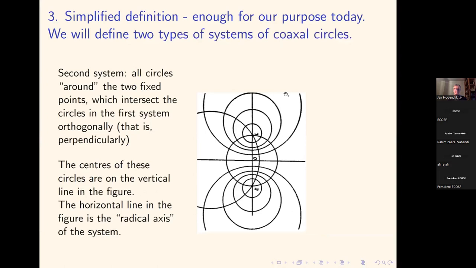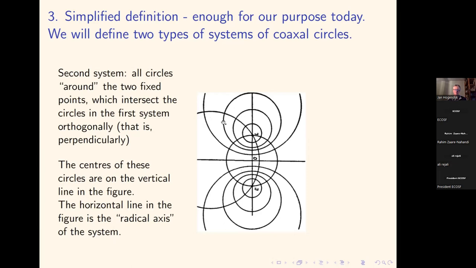The second system is a bit trickier, but we can define it as all the circles around the two fixed points, the points in the first system, which intersect the circles in the first system orthogonally. So here you see a circle in the first system. It passes through the two fixed points, and you see here circles which intersect the circle in the first system orthogonally. And so they belong to the second system.